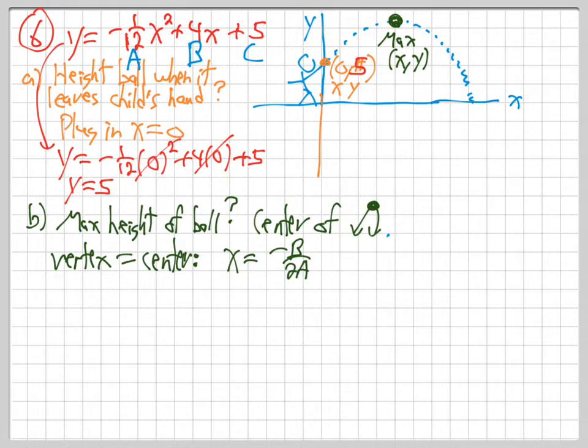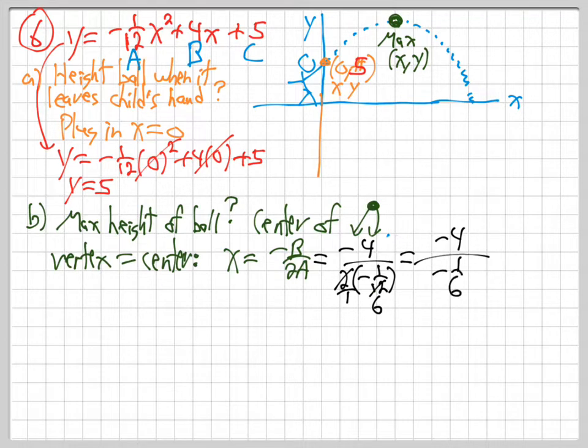Let me redo it to be super clear. So again, it's negative b over 2a. So negative b, which is 4, over 2 times a, which is negative 1/12. So on the bottom, again, this is 2 over 1. 2 goes into 12 6 times. It's negative 1/6 on the bottom.